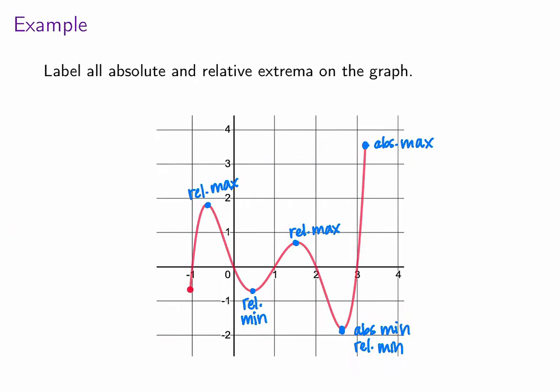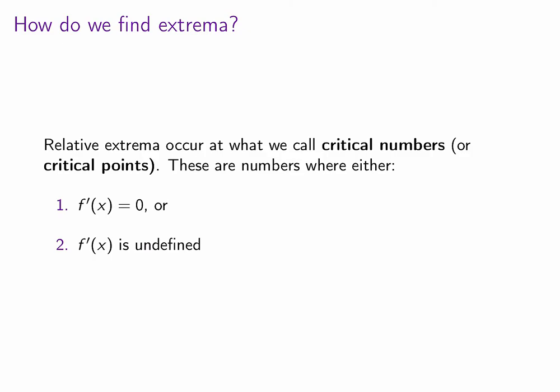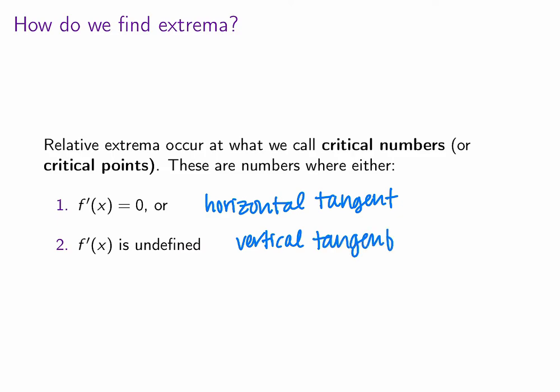Let's flip back. We can look at it here too. We'll draw some lines on here. We're seeing a horizontal tangent, a horizontal tangent. All these horizontal tangents are happening where these relative extrema are. So it's either a horizontal tangent, that's the derivative is 0, or the derivative is undefined, and that's going to be a vertical tangent.